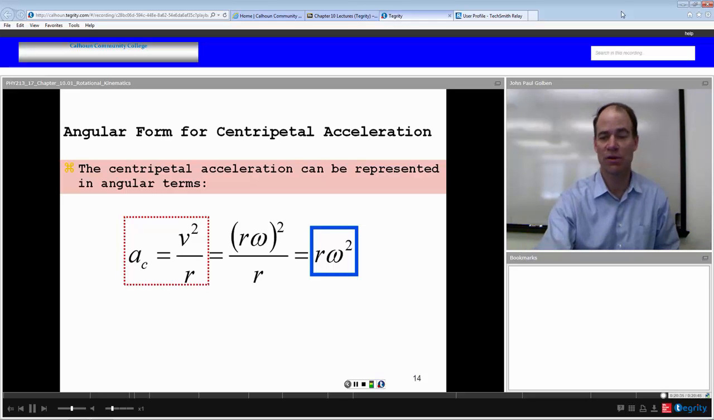And we might choose to do this later on. That concludes our first short lecture in Chapter 10 dealing with rotational motion.